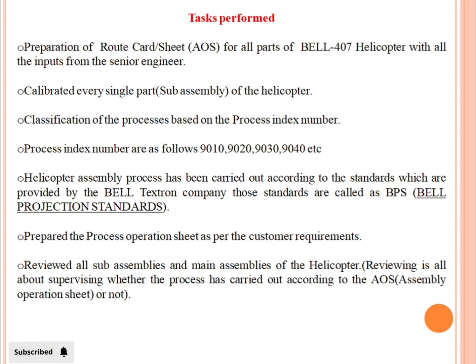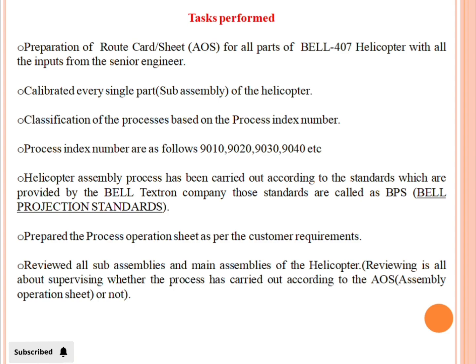After a subassembly is ready for further process, it should be mandatorily calibrated for rectifying and verifying the errors. The third one is classification of the processes based on the process index number. For each and every process there is an index number.